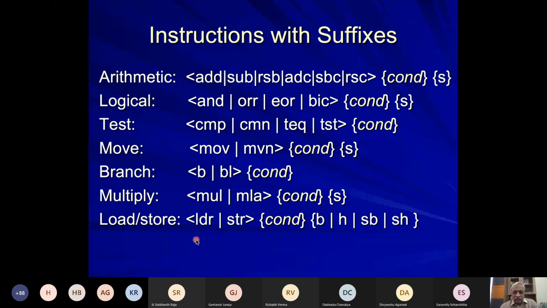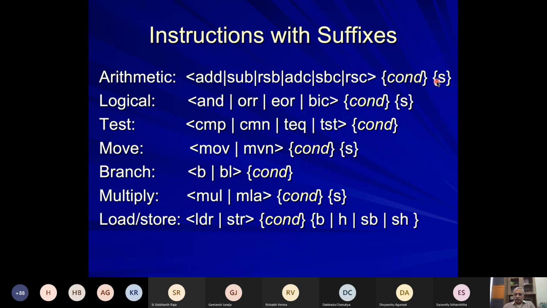So for the group of instructions we're talking of, I'm showing what suffixes are possible for which instruction. So condition can be put with any of these. You could have arithmetic operations done conditionally, logical, test, move, branch, multiply, load, store. All instructions have a condition field. So condition could be suffixed with any instruction, and S, which indicates whether the flags have to be set or not, that also is put as a suffix. So this is as seen from the assembly point of view.